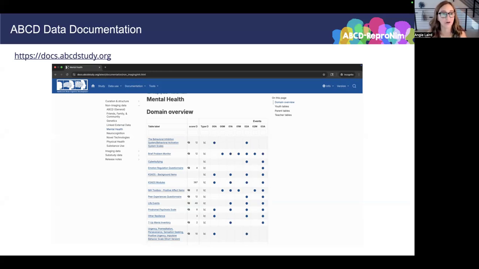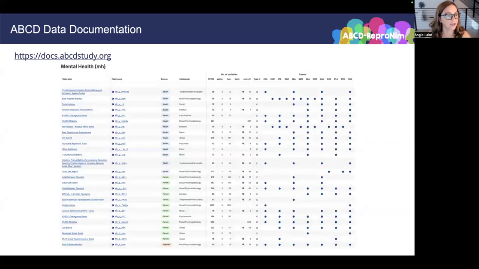I find these incredibly helpful in planning analyses. So for example, these are the screenshots and PDFs that we're going to be releasing. This is a domain summary for mental health. Events is the time point, including both annual and mid-year events. The dots indicate if a given measure was collected at that time point.